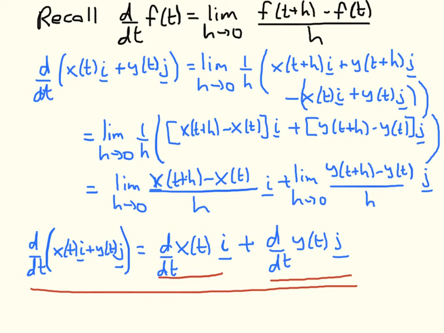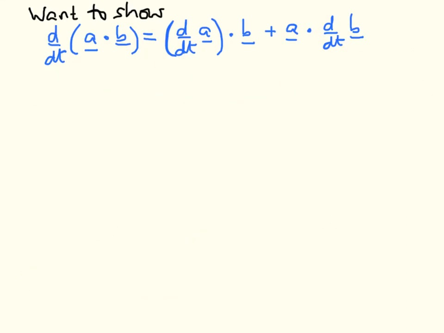Okay, so with that we'll stop and move on to the next result, which is to differentiate the scalar product of two vectors. So on this slide, what I want to do is to show that the derivative of the scalar product of two vectors, which are both assumed to potentially depend upon our parameter, is given by the derivative of the first vector, the scalar product of that with the second vector, plus the scalar product of the first vector with the derivative of the second vector.